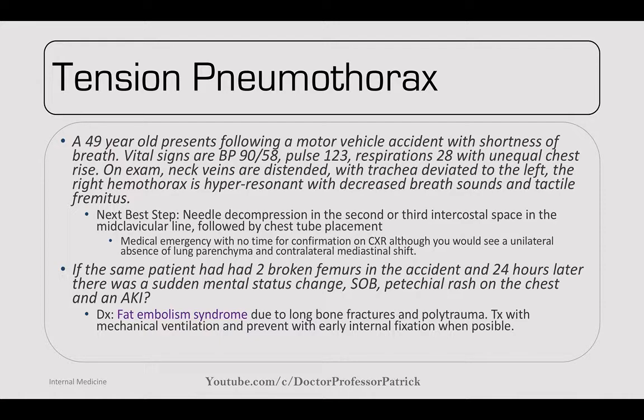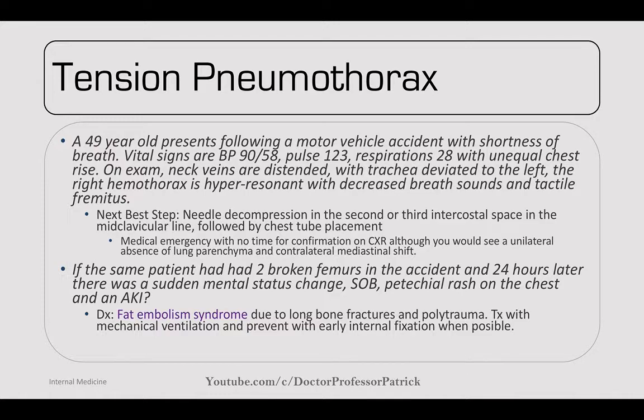And this is a clinical diagnosis, so the next best step is a needle decompression in the second or third intercostal space in the midclavicular line, followed by a chest tube placement. This is a medical emergency. It's no time to confirm on chest x-ray. You would see a unilateral absence of lung parenchyma and a contralateral mediastinal shift from this one-way valve that's forming, forcing air into the chest and pushing the mediastinum to the opposite side.